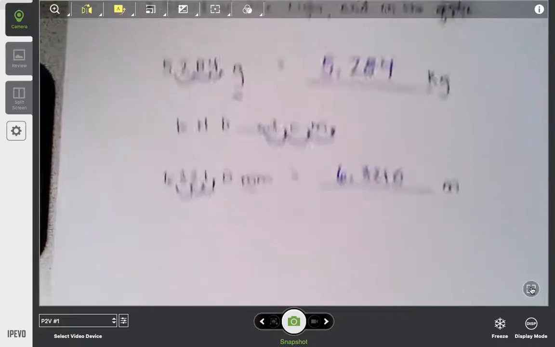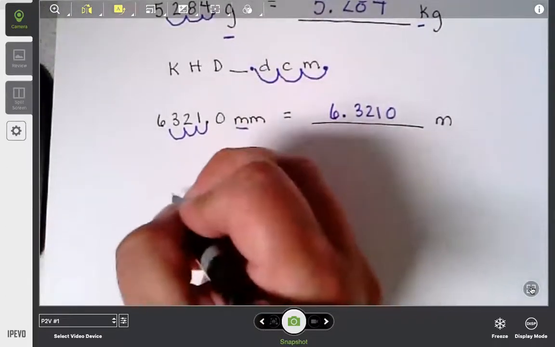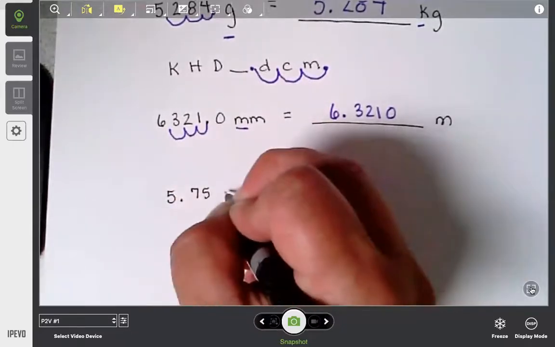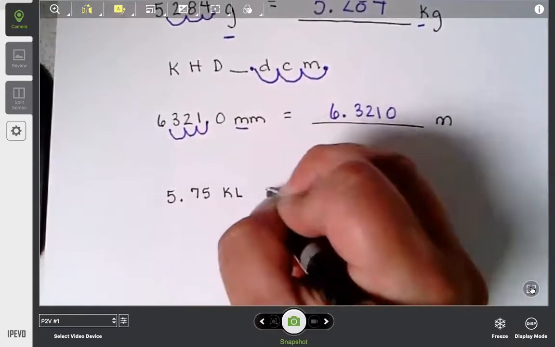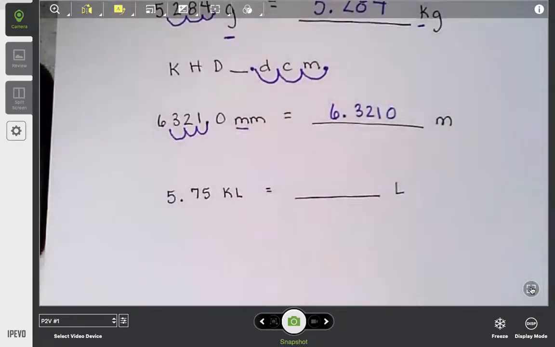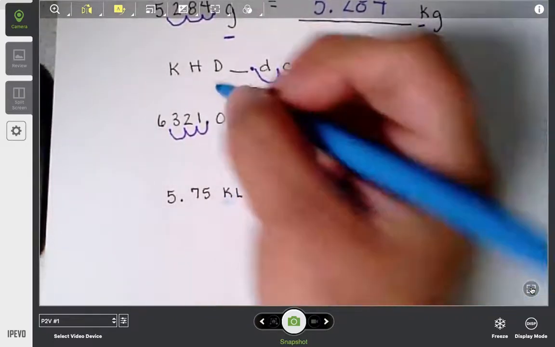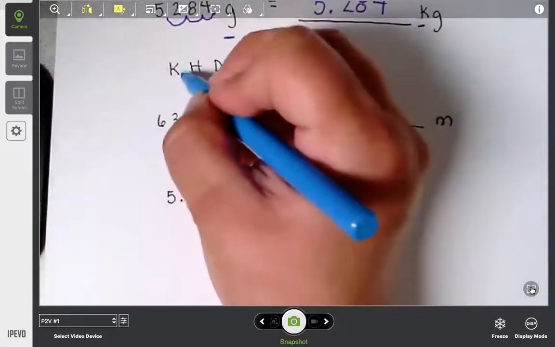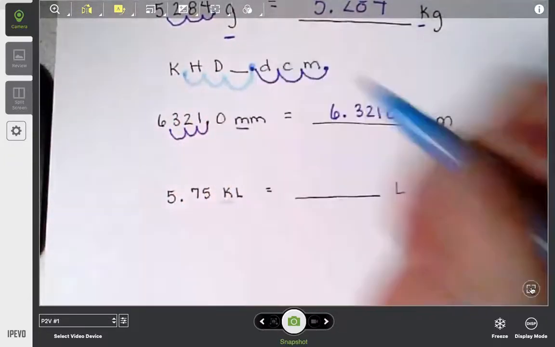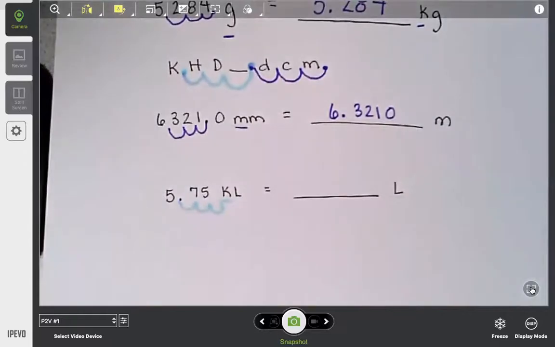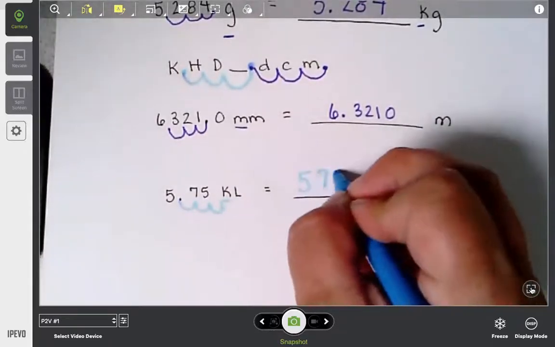Okay, let's do another one. Let's say I have 5.75 kiloliters of a substance, and I want to know how many liters it is. All right, so I'm going to start with my kiloliters. I have the K, so I'm going to start at K. Here's my dot. And I'm trying to go to liters, which would be a base unit. So there's my second spot. 1, 2, 3 places. In which direction did I move? Right. 1, 2, 3 places. So my answer, 5,750.